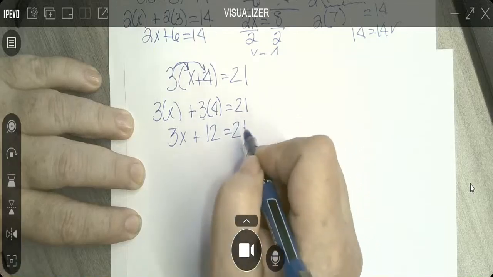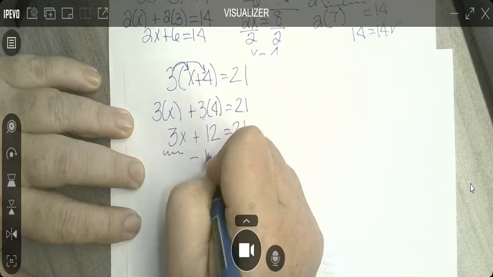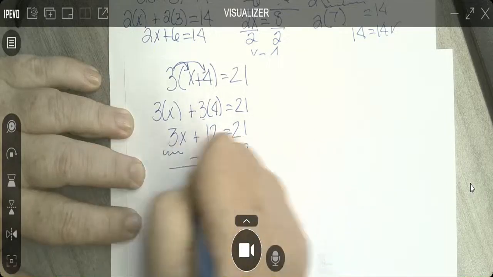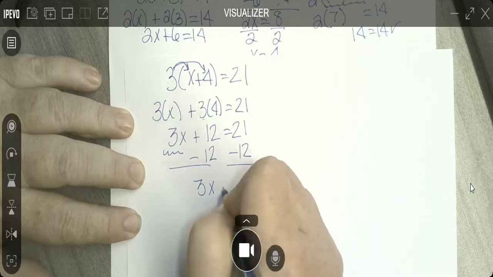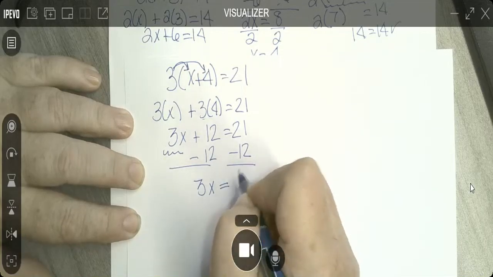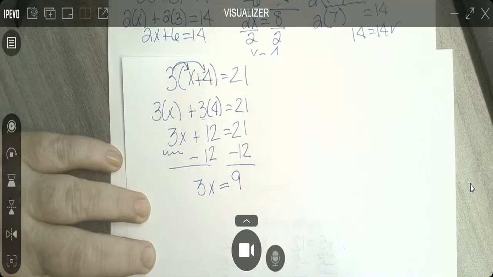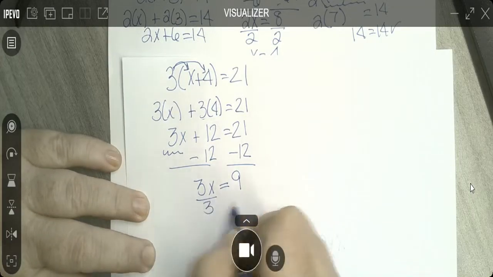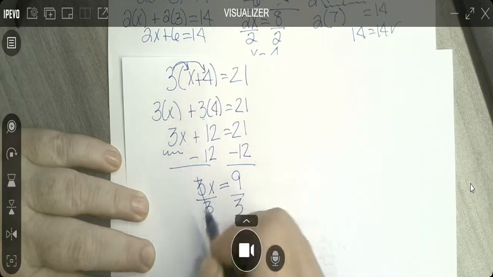Cool. Now I want to get this by itself. Subtract 12 from both sides. We have 3x equals 9. That's pretty cool, isn't it? Well, we're not done because we don't have x equal to something. I have to divide by 3. Now, why am I dividing by 3? Because 3 over 3 is 1, and that leaves us with our x.